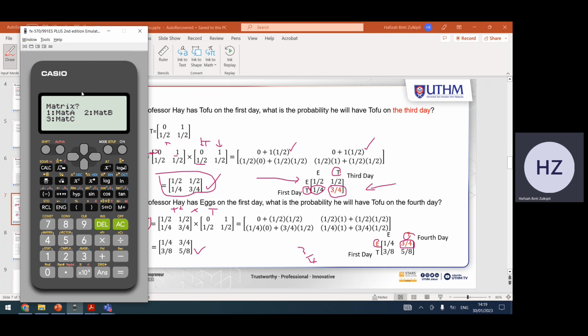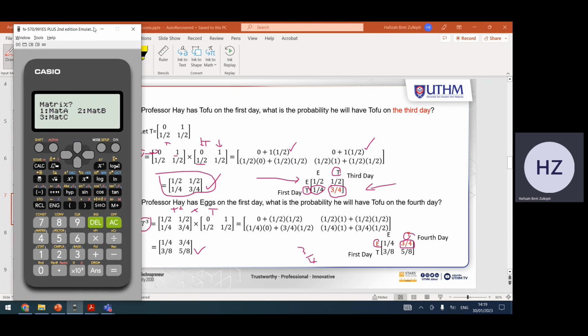So we need to key in the matrix. For example, we want to key in T here. So let's say T is matrix A. This matrix T is a 2 times 2 matrix. So we choose 5, and we key in the values that we get from T: 0, 1, 1/2, 1/2.